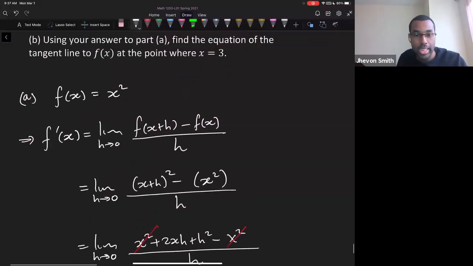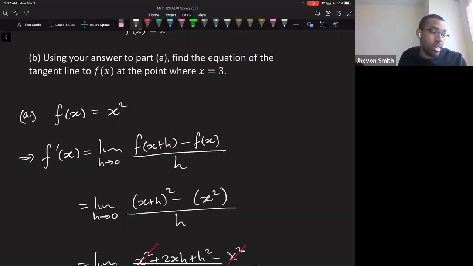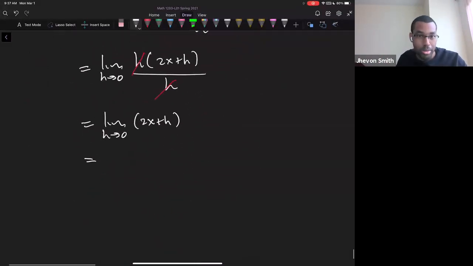Notice that I could not plug in h equals 0 before because it was undefined. I would divide by 0. But remember our limit strategies. If I can't plug in the number, try to simplify so I can plug in the number. So that's what I did. I simplified so I could plug in the number. And I can. And the answer is 2x.